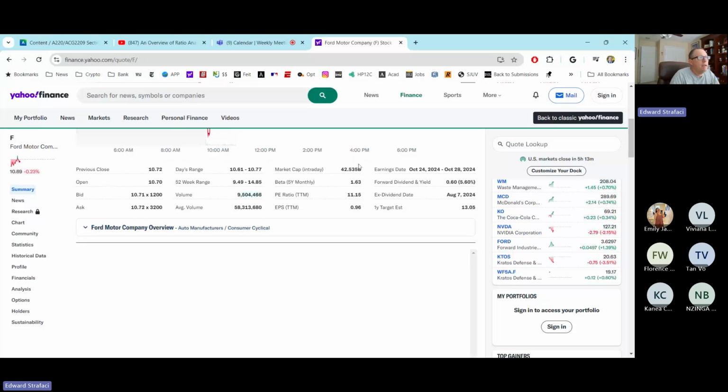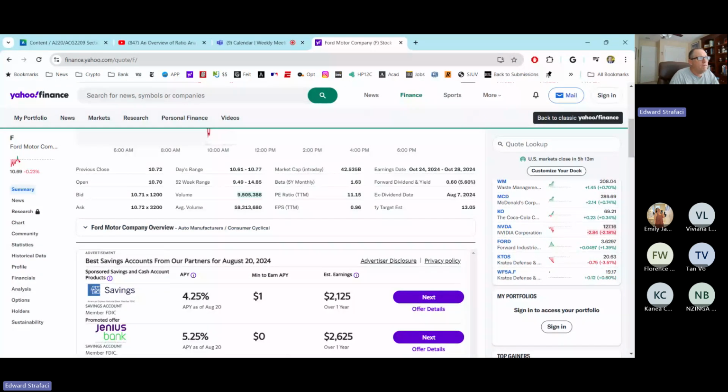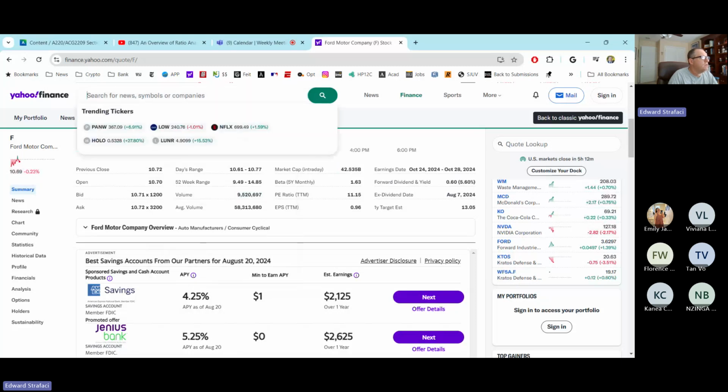And then beta, we'll talk about in later classes, is a function of how your stock moves against the market. It gives you market cap, which is unbelievable. It's only a $42 billion company, and I'm going to tell you why it's unbelievable in a minute. And there's your earnings per share, and there's your estimate on earnings per share. So for some reason, Ford has just really been a stock people love to hate.